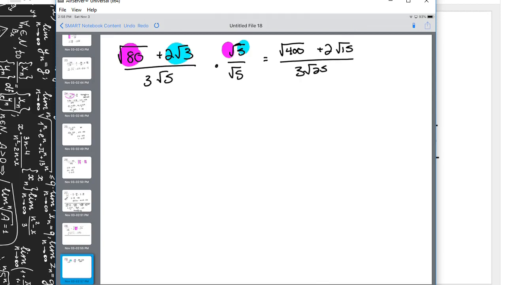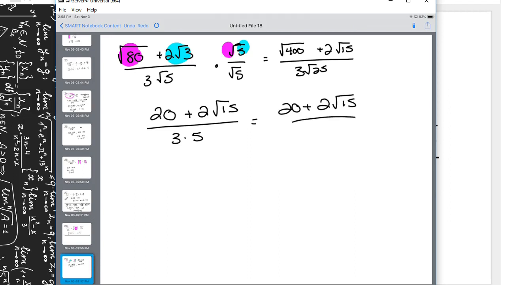Now just make sure you simplify your roots. Root 400, I believe, is a perfect square. So that's going to be 20 plus 2 root 15 all over 3 root 25, which is 3 times 5. 20 plus 2 root 15 over 15. In this case, I don't think we can simplify any further. Let me just look. 5 and 3, nope. So this should be your answer for that question. And again, you can verify by plugging it into your calculator. 20 plus 2 root 15 divided by 15 is 1.84.